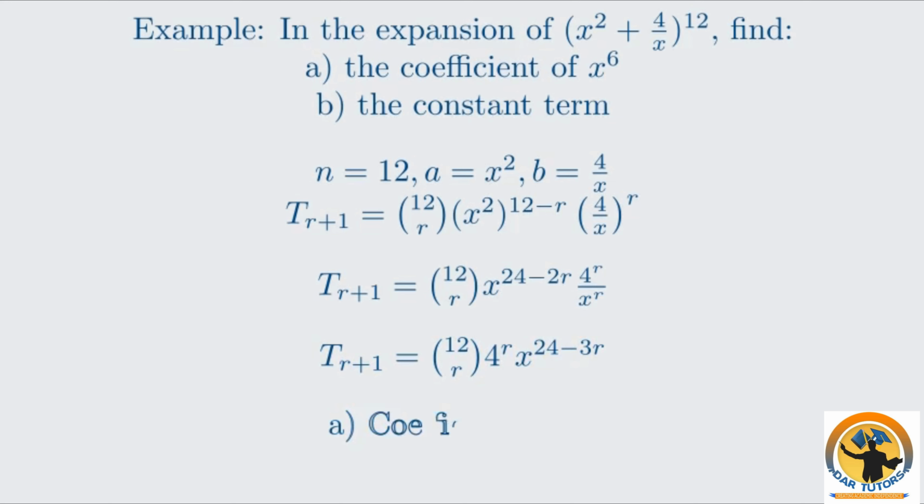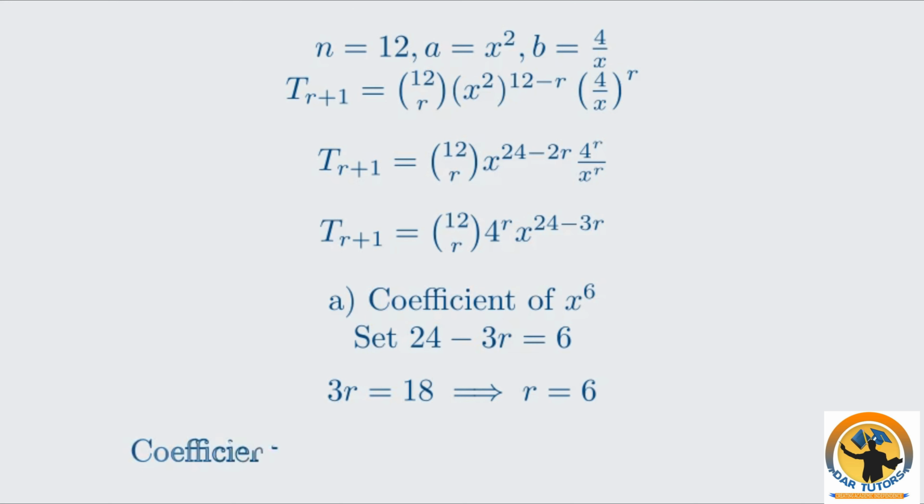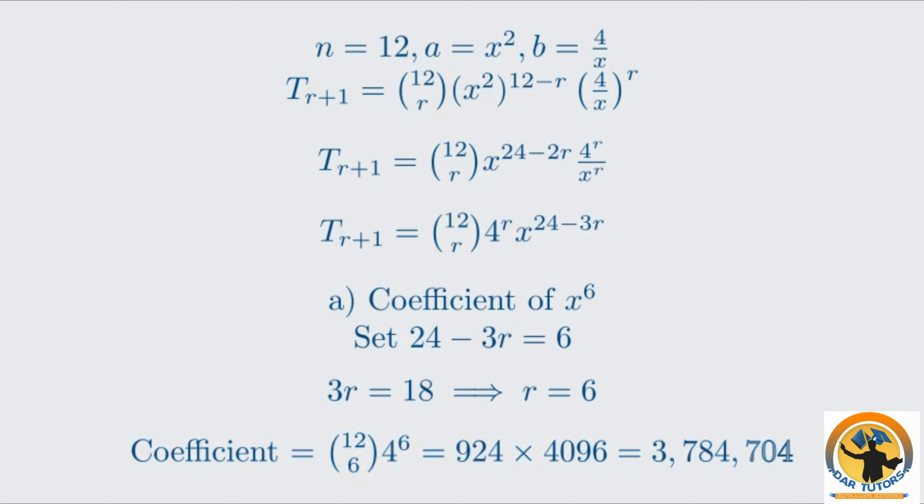For part A, we want the coefficient of x^6. We set the power of x in our general term equal to 6. Solving for r, we get 3r = 18, so r = 6. This means the term we're looking for is the seventh term. The coefficient is everything in the general term except the x part. The coefficient is 12 choose 6 times 4^6. Calculating this gives us 3,784,704.